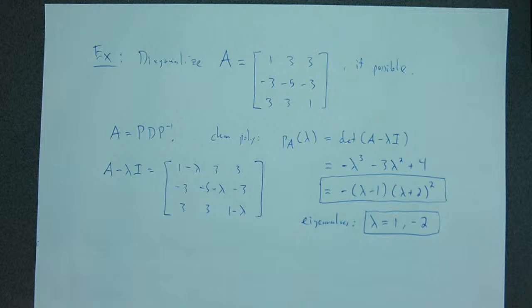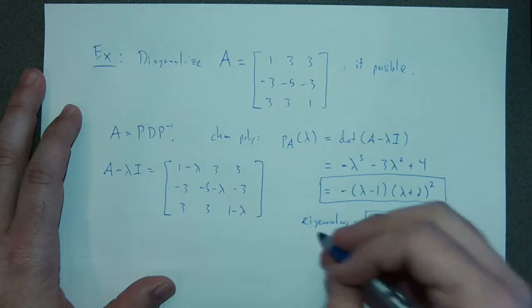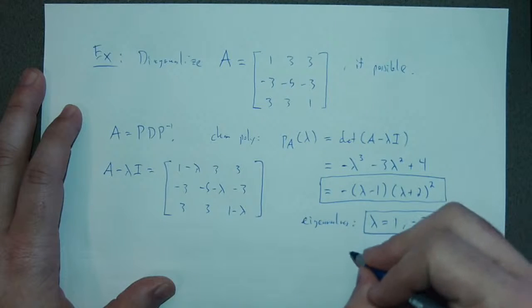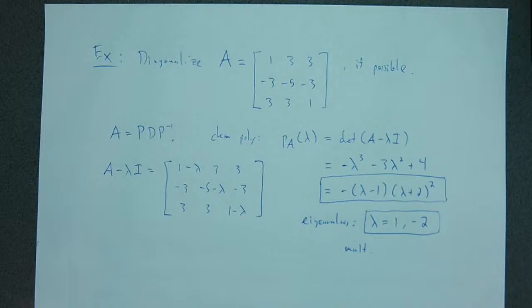Even though I haven't gotten to this yet, I think it's good to go ahead and mention this. So what are the multiplicities of these eigenvalues? And again, to stress this, in this course, when I say multiplicity, I mean multiplicity of lambda as a root of the characteristic polynomial.